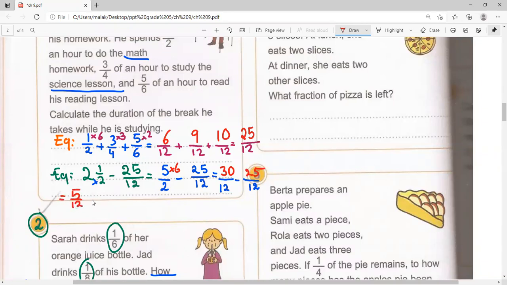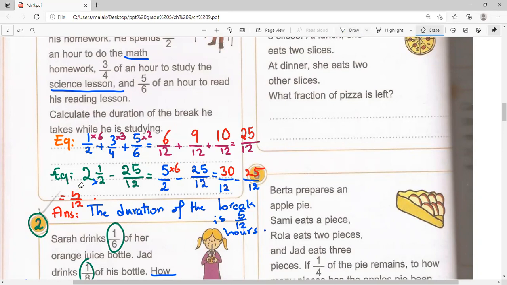Thank you. So we'll answer. I will write it down. So the duration of the break is 5 over 12 hours. Is it clear? Any question about this problem? Very easy. Yes, teacher. Teacher, you wrote 25 over 12. Here, I wrote the answer under it because there is no more space, but let me write it beside it.